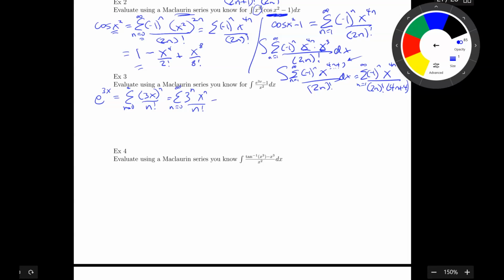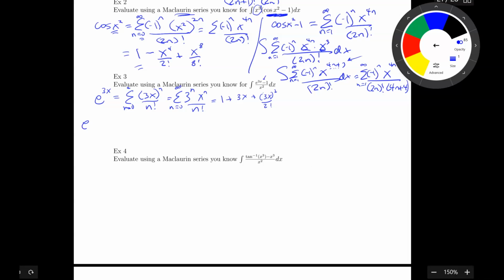If I was to write out the first few terms, plugging in n equals 0, I get 1, right? 3 to the 0, x to the 0, over 0 factorial, which you'll know is 1, plus 3x over 1, plus 3 squared x squared over 2 factorial, and it keeps going. Okay, so always deal with the subtraction first.